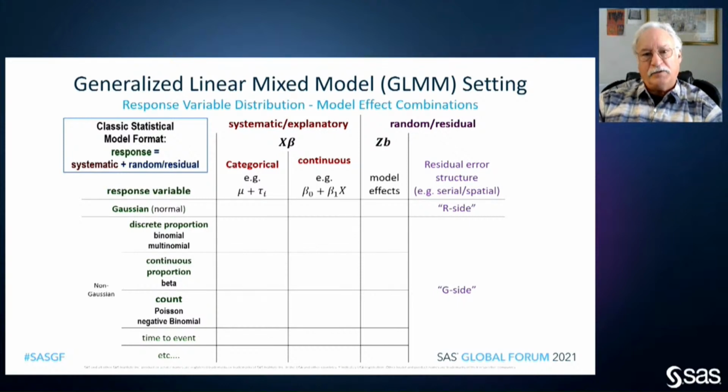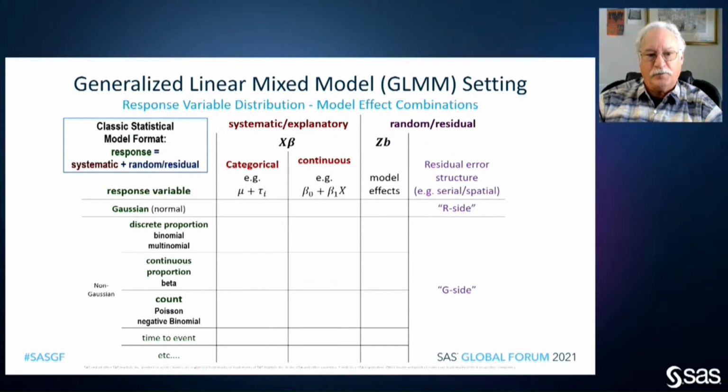Continuous, the simplest example of this would be a linear regression model. On the random side, we have random model effects, but we also have residual error structures, and these really come into play when we have serial correlation, as we will in the repeated measures example, or spatial. The classical mixed model assumes normality for the response variable. If we do that, then we would model the residual structure on what we call the R side.